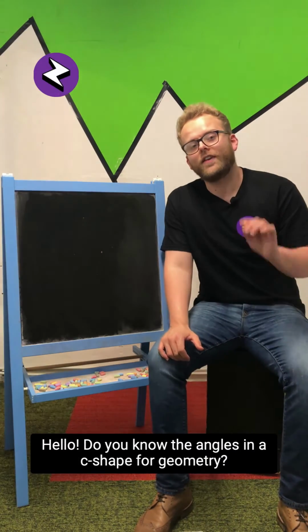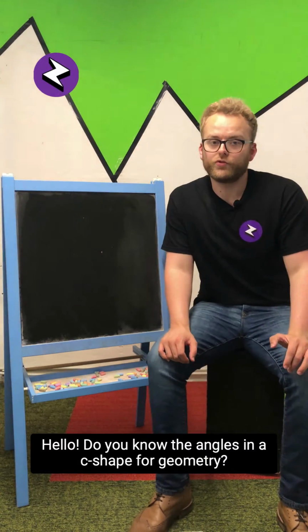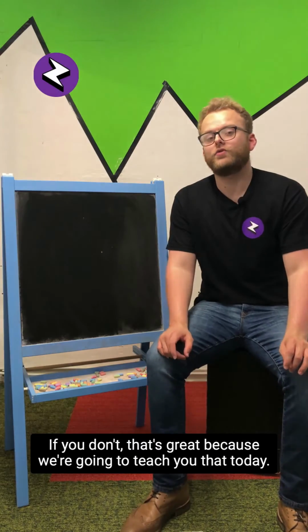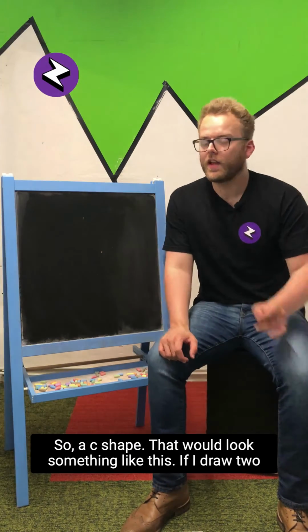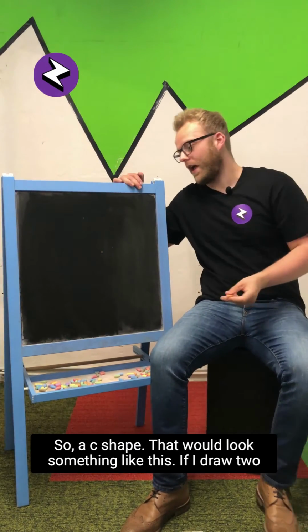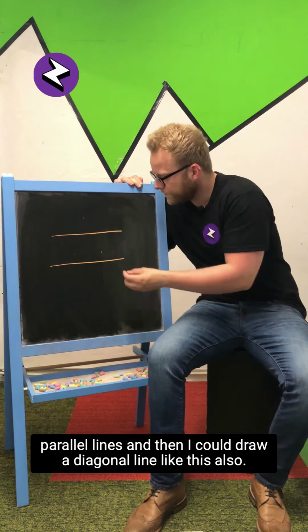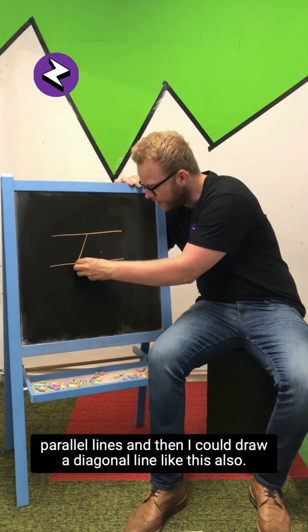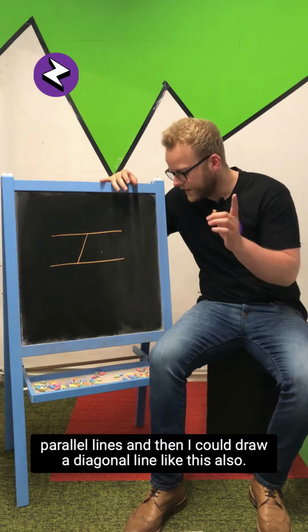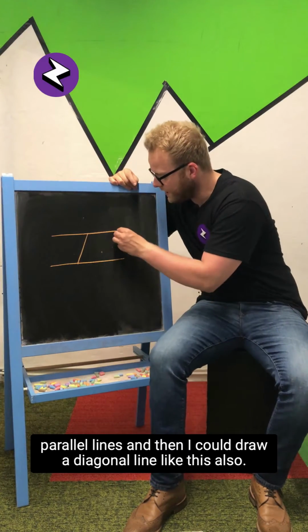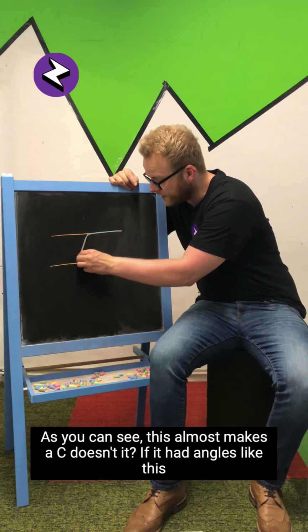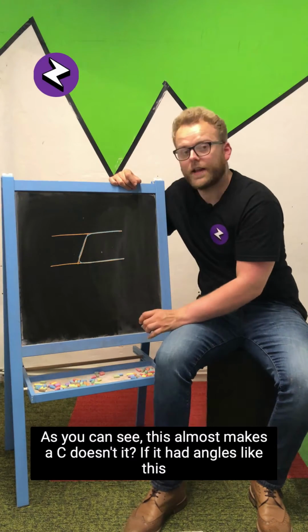Hello, do you know the angles in a C shape for geometry? If you don't, that's great because we're going to teach you that today. So, a C shape, what that could look like is something like this. If I draw two parallel lines and then I could draw a diagonal one like that. Now, as you can see, this almost makes a C, doesn't it?